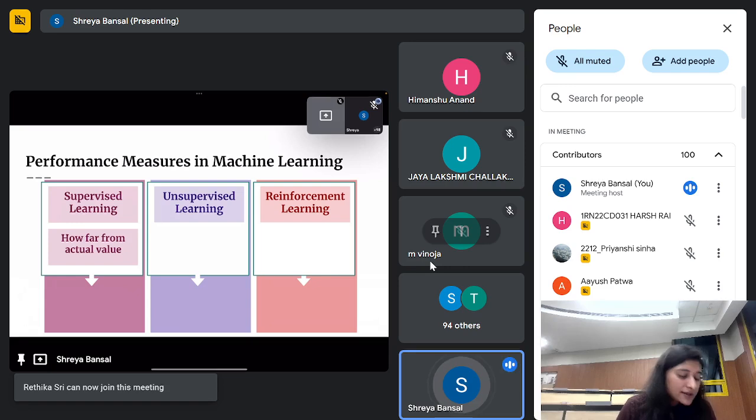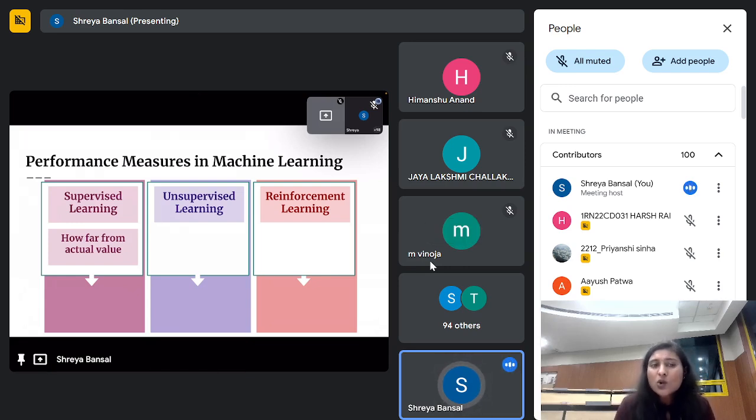So in supervised learning, it means you know the actual value, you know the actual class. So how far your model prediction is from the actual value is the measure of performance in supervised learning.